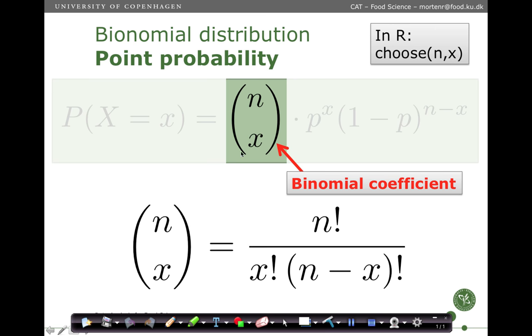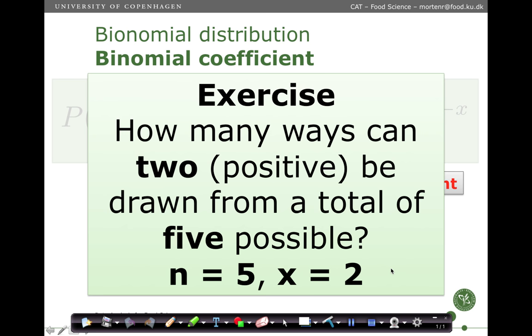Focusing a little on the binomial coefficient, this tells me how many combinations there exist of x and n, and it's calculated in this way: n factorial over x factorial times n minus x factorial. So a short exercise to understand how this works is to ask, how many ways can I combine two positives in 5 possible? So n is 5 and x is 2.